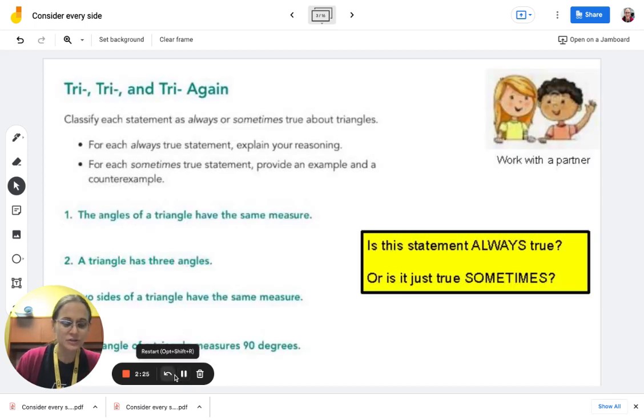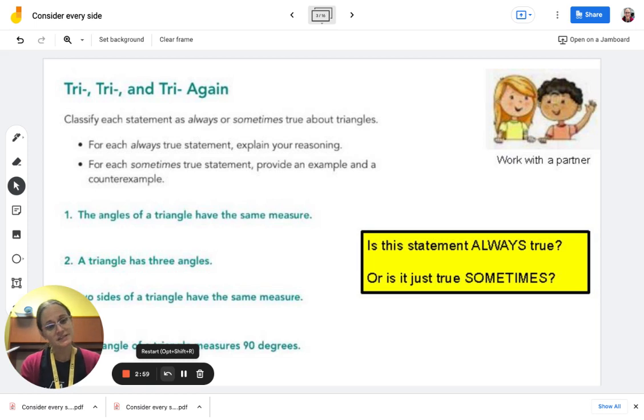Now, before we get too involved in today's lesson, I have some questions for you to think about with a partner. What I want you to do with your partner is classify each of these statements as either always true or sometimes true about triangles. So for example, you know that triangles have 3 sides, so you could say that a triangle always has 3 sides. You know that some triangles are acute, not all of them, but you could say some triangles are acute. It's sometimes true that triangles are acute, but not always.